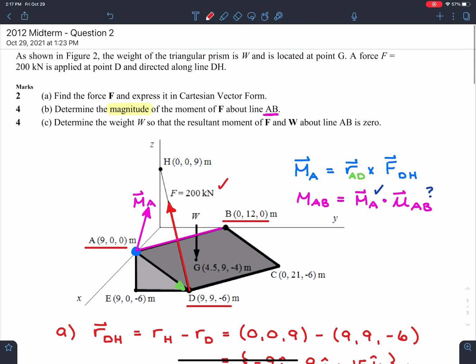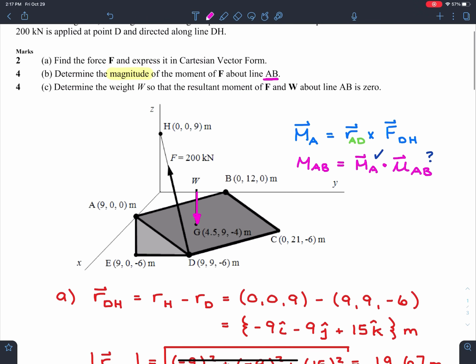Now, the last part says determine the weight W so that the resultant moment of F and W about line AB is 0. So if we look at this particular case, I'm going to erase everything so that we can have a good indication of what's going on. There we go. We are now concerned with this force, and I'll put this force in purple. We have a W force going downwards. Now it's pretty easy to see that when we have weight, I'll come over to the side here. Actually, I'll erase all this too.